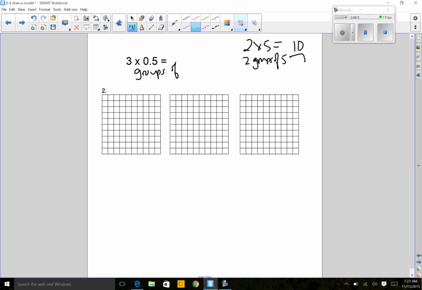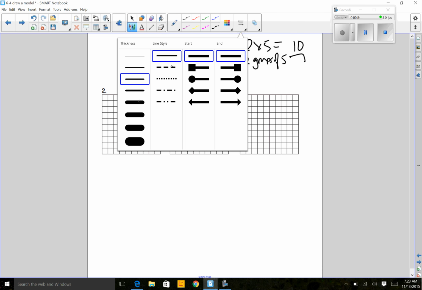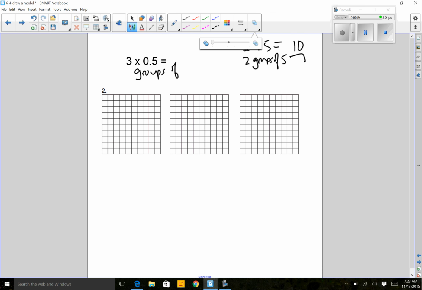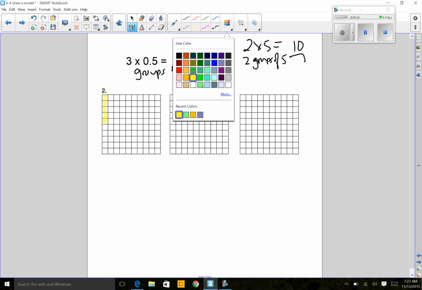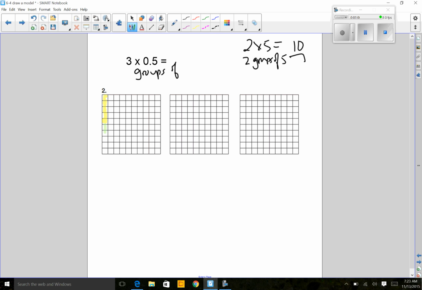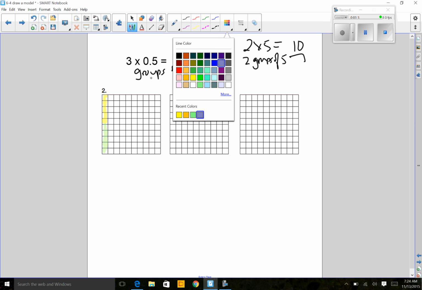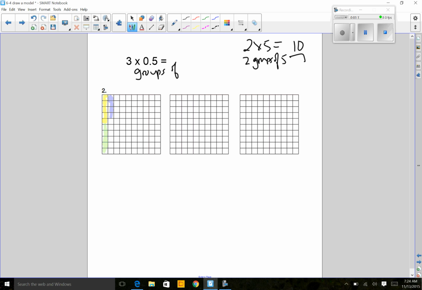So I'm going to make mine. So I'll do my first group of 5/10. Then I'm going to do my second group of 5/10. Then I'm going to do my third group of 5/10.